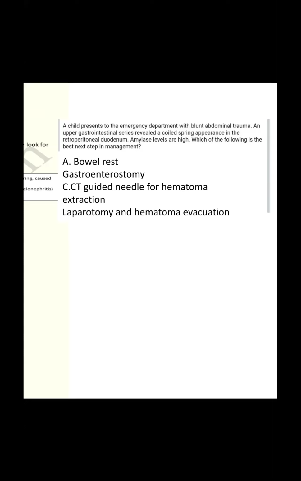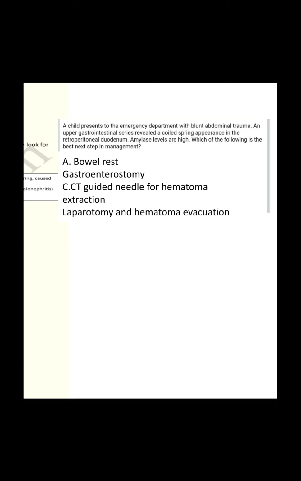Dr. Nandini, I am discussing with you. Imagine I come to the hospital emergency, and you are the emergency doctor. You see that my child has blunt abdominal trauma. You are checking the gastrointestinal series, I mean you are doing an X-ray or ultrasound, whatever.